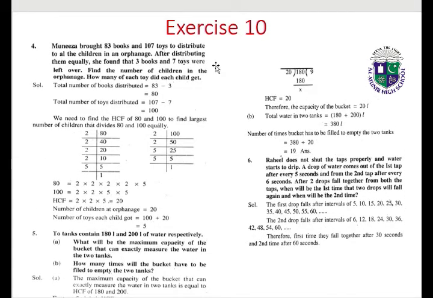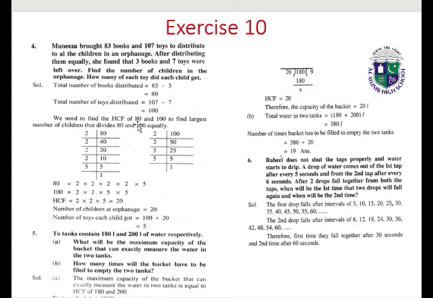Exercise 10. Maniza brought 83 books and 107 toys to distribute to all the children in an orphanage. After distributing them equally, she found that 3 books and 7 toys were left over. Find the number of children in the orphanage. How many of each toy did each child get? Total number of books distributed: 83 minus 3 equals 80. Total number of toys distributed: 107 minus 7 equals 100.